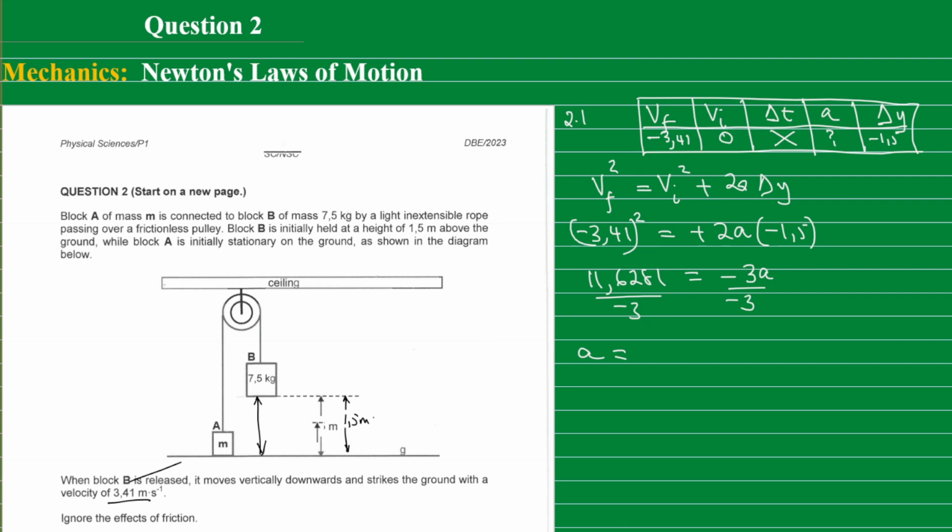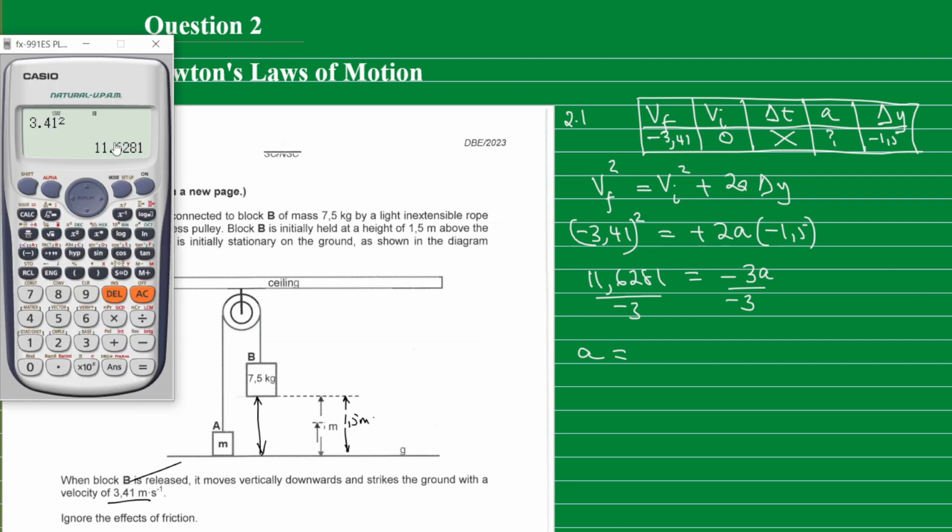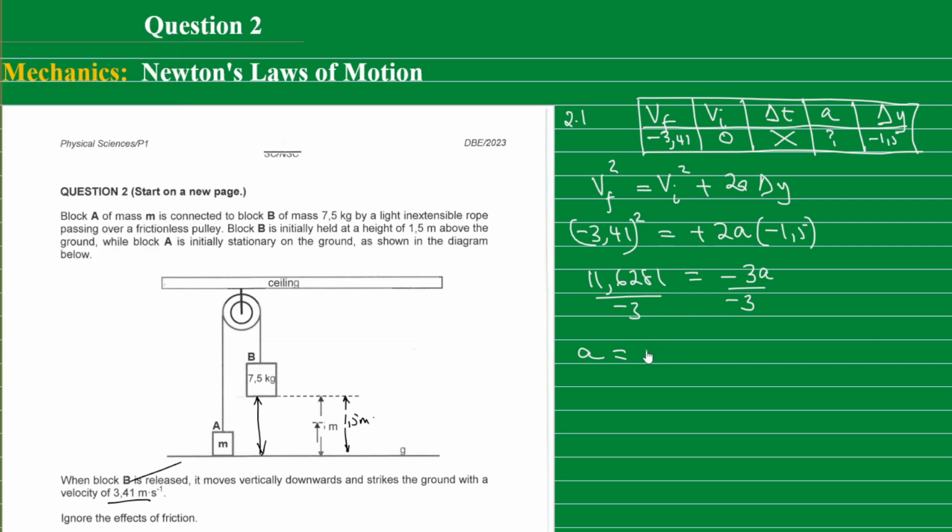So let's calculate a: I'll just take this divided by negative 3. Our answer is negative 3.876, because here we are dividing by a negative, which we can write as negative 3.88 meters per second squared. The negative means that, remember, we said downward is negative, so our acceleration is downwards.